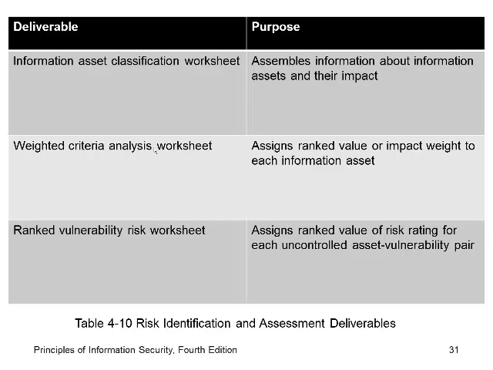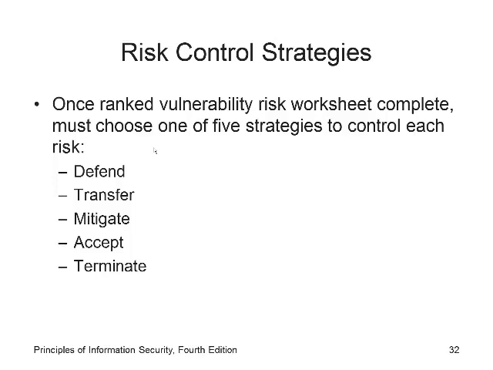Deliverables. We have the classification worksheet, which we just saw, which has the risks and their impact. We have the weighted criteria. We have the ranked vulnerability worksheet. So these are items to help us determine the risks. And this should not be a static document. It should be fluid. It should be updated all the time. All right. Now let's talk about some risk control strategies.